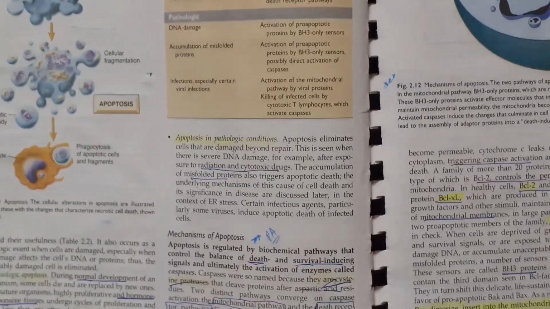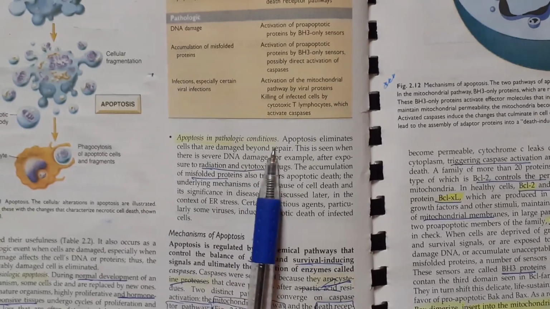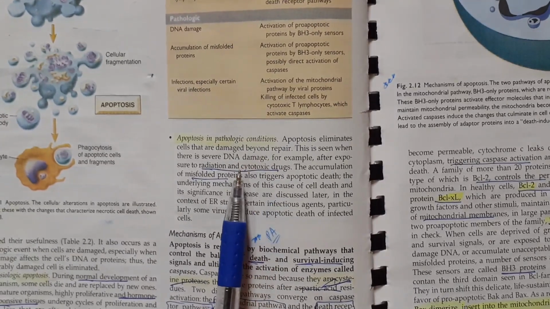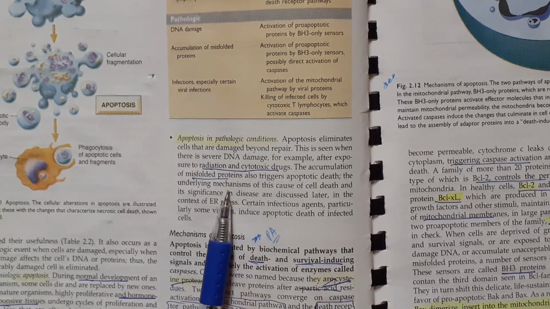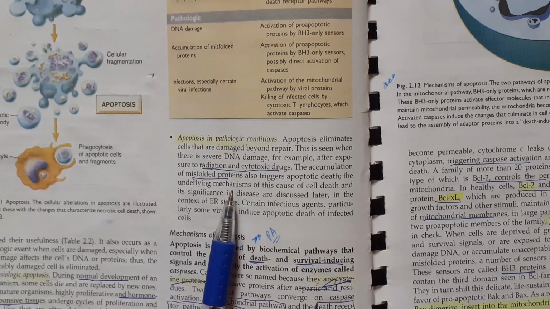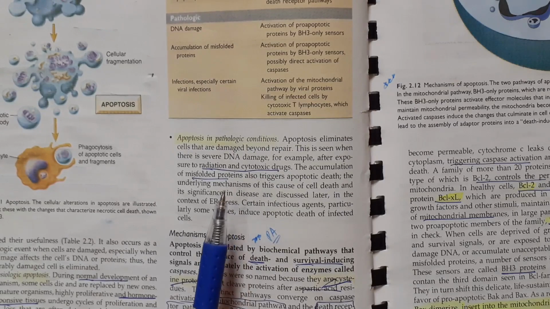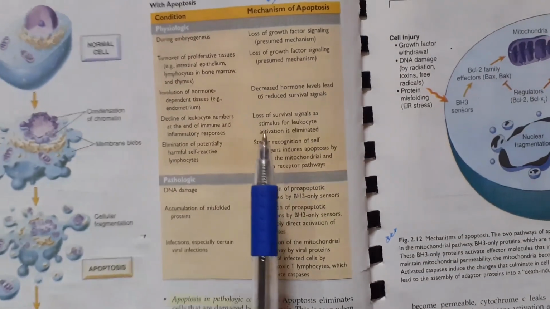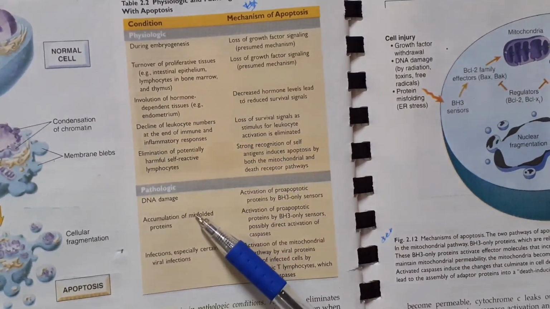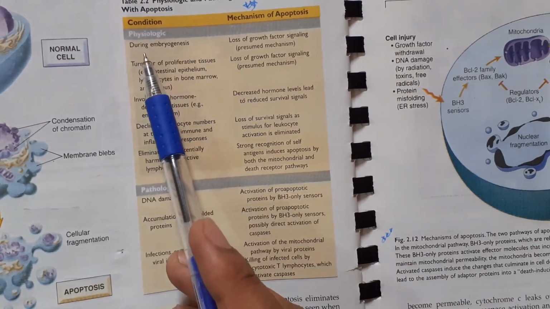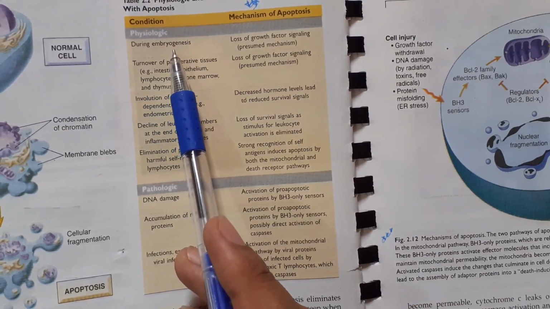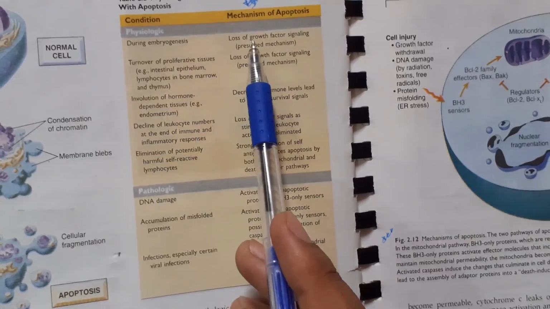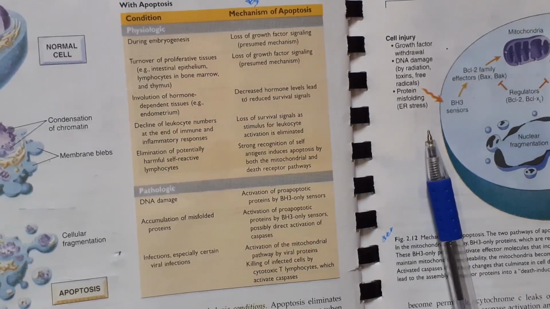When apoptosis occurs in pathological conditions, it is mostly induced when there is damage to DNA by radiation or cytotoxic drugs, or there is accumulation of misfolded protein in the cell, or there are certain viral or bacterial infections. So here in this table, different causes of apoptosis are summarized, which can be physiological as well as pathological. Physiological apoptosis occurs during embryogenesis, and during embryogenesis, apoptosis is mostly due to loss of growth factor signals.